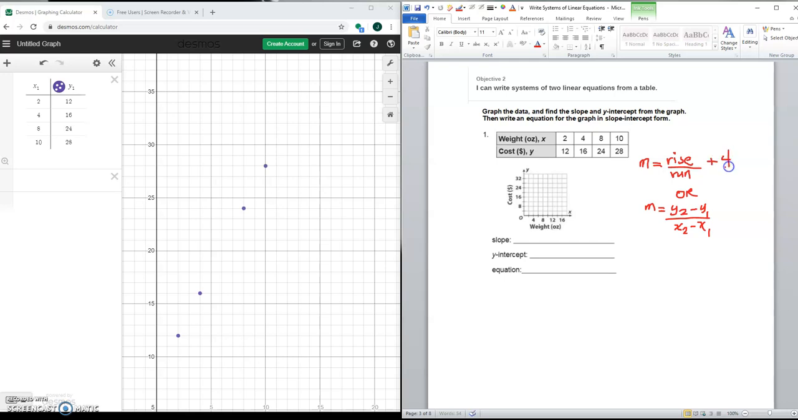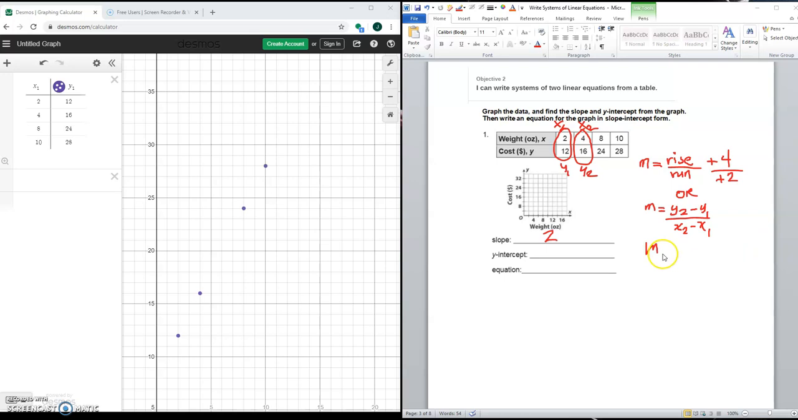And my run is positive 2. So once again, here at the bottom, you can see that the increment is also 1. You want to make sure you're counting it right. So all over positive 2 because you're moving to the right. Therefore, your slope is 2. So you know that your slope is 2.